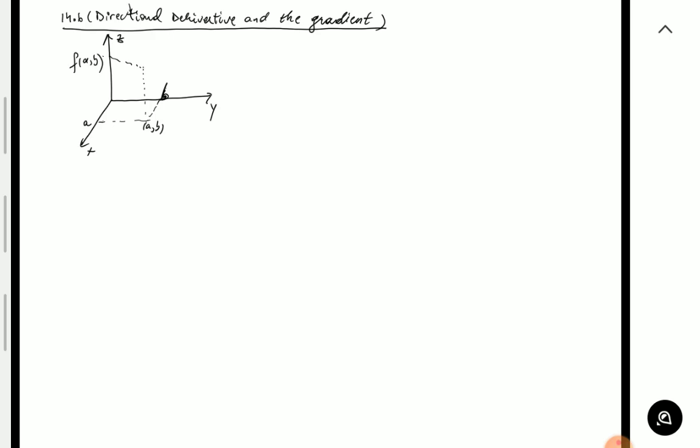So take a moment to sketch this picture here, and imagine that you have a function of two variables. By the way, the concept of a directional derivative is for any number of variables, but we will choose this one because it's easy to visualize. And then for simplicity, just assume the domain is the entire plane, the xy plane. And we pick a point on the domain.